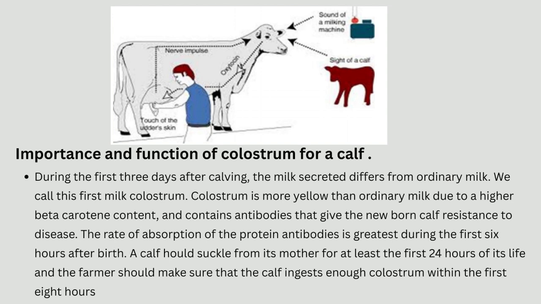Colostrum is more yellow than ordinary milk due to a higher beta-carotene content, and contains antibodies that give the newborn calf resistance to disease. The rate of absorption of the protein antibodies is greatest during the first 6 hours after birth. A calf would suckle from its mother for at least the first 24 hours of its life, and the farmer should make sure that the calf ingests enough colostrum within the first 8 hours.